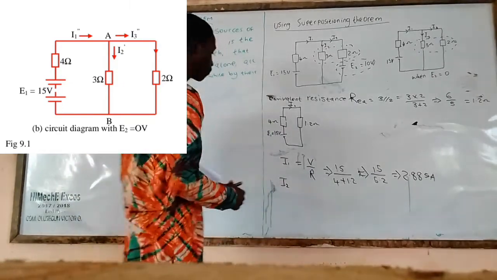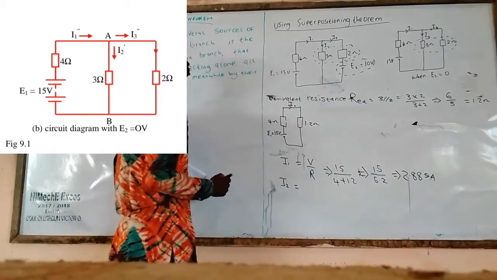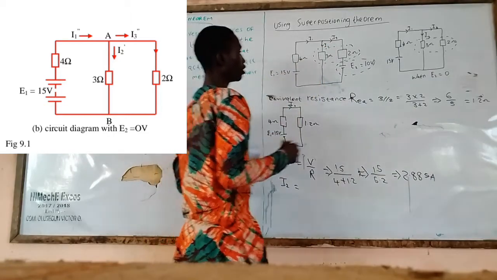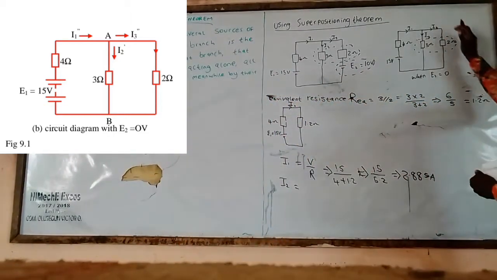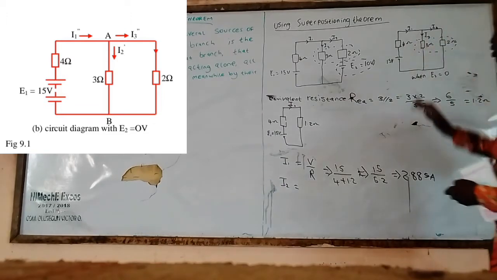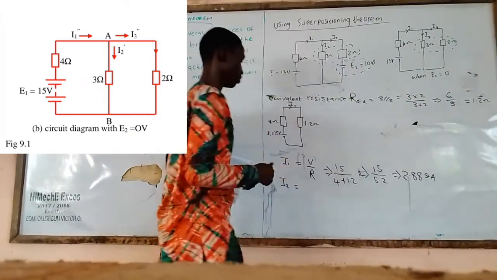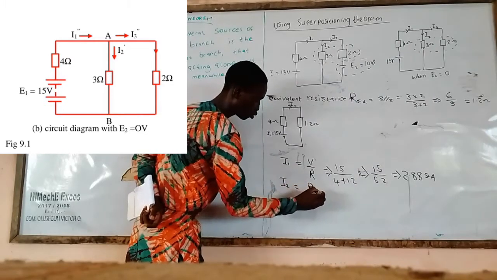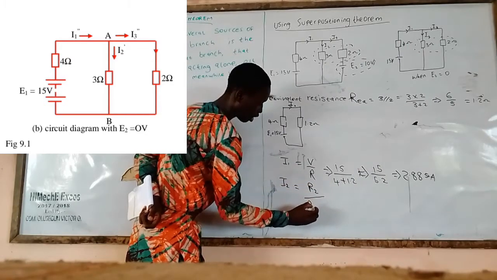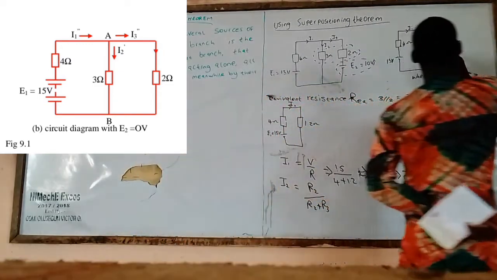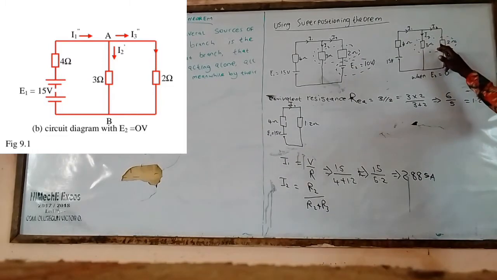Okay, so I2 now will be equal to, and this is where I2 is coming from. We are dealing with this whole circuit, all this side. So for I2 and I3, we're going to say resistance R2 will be divided by R2 plus R3. That is, this 2 ohm will be divided by 2 ohm plus 3 ohm.